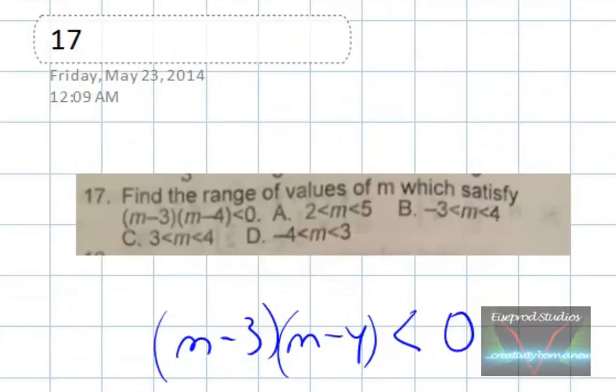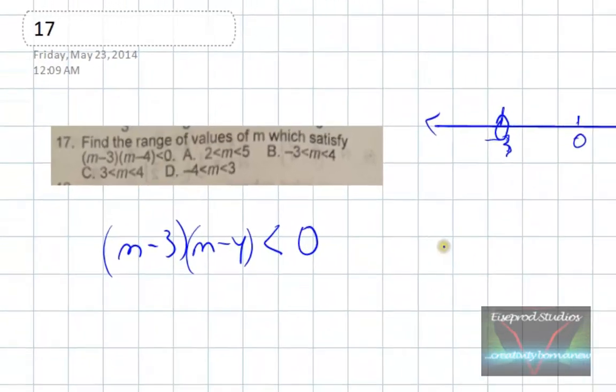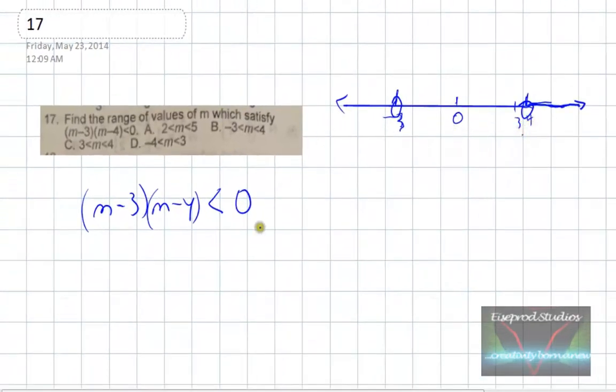Question 17 wants us to find the range of values which satisfy this inequality. The first thing I did was find the zeros, which are m equals 3 and n equals 4. I also looked at negative 3 and, technically, negative 4. What you want to think about is what happens when you choose certain values. If I choose a number that is less than 4, what will happen? Let's say I use the number 1.